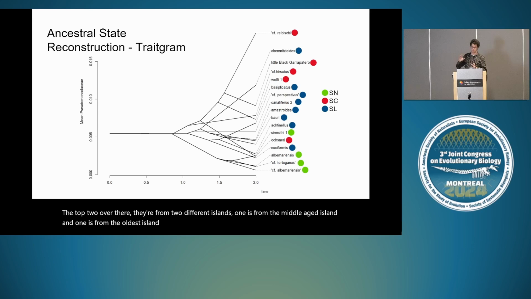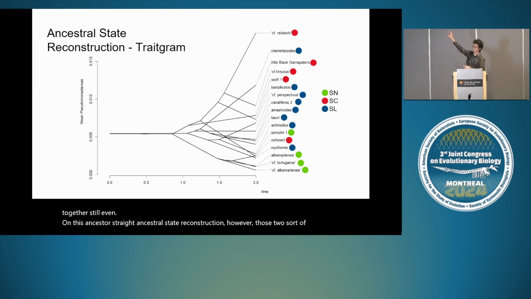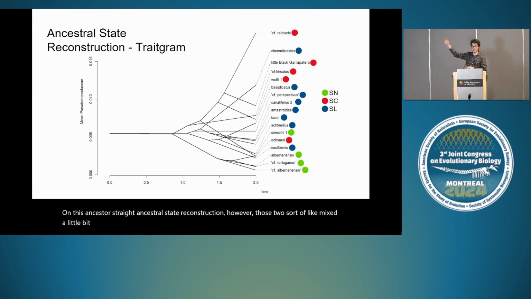And most of these islands are sort of clumped together still, even on this ancestral state reconstruction. However, those two sort of mixed a little bit, and they're also very high. These are two snails that are actually arid zone arboreal snails, so maybe there's something involved with their relationship with this microbe and having that sort of life history.